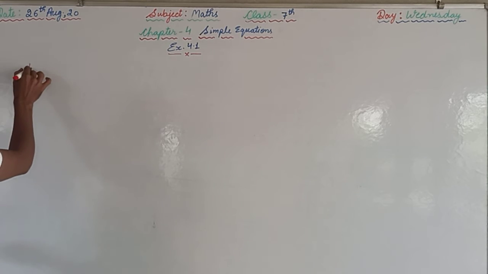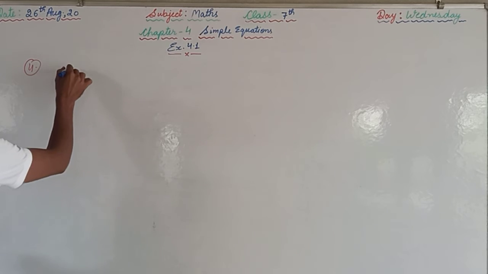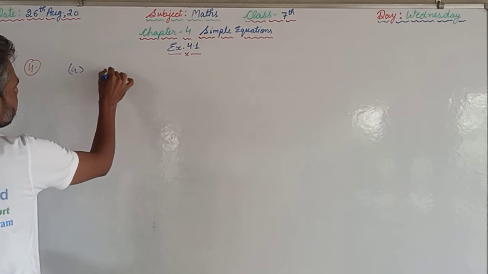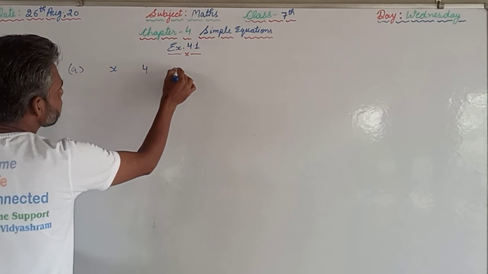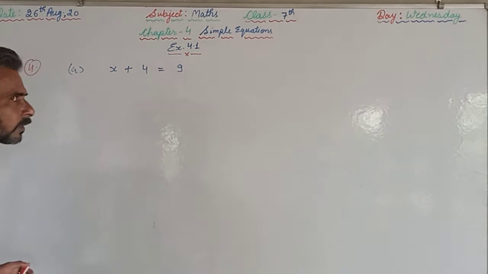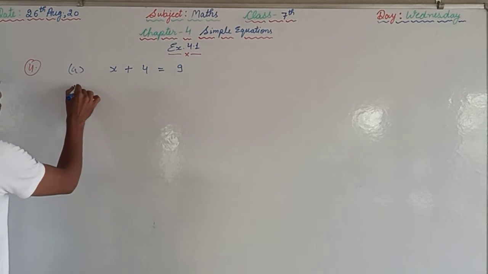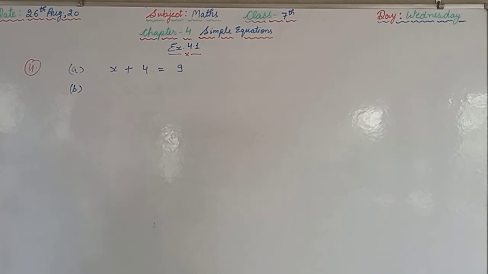That is question number 4, and in the first part, the sum of number x and 4 is 9. The sum of x and 4 is 9, means x plus 4 is equal to 9. That is the simple equation for part A. Now we will discuss part B, the second part.